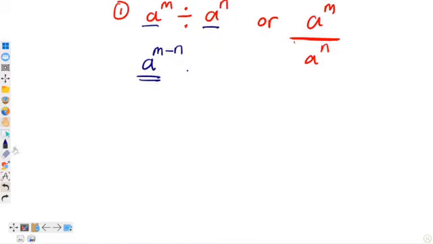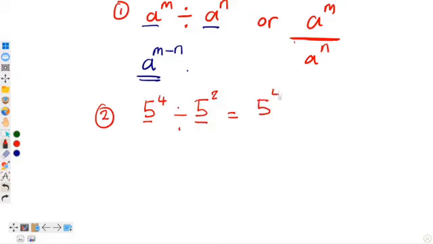Now let us look at another example using numbers. If you have 5 raised to the power of 4 divided by 5 raised to the power of 2, since we are dividing indices that have the same base 5, you write the base 5, then you say 4 minus 2. We subtract the powers, because we are dividing indices with the same bases. So we are going to have 5 to the power 2. This is our answer.